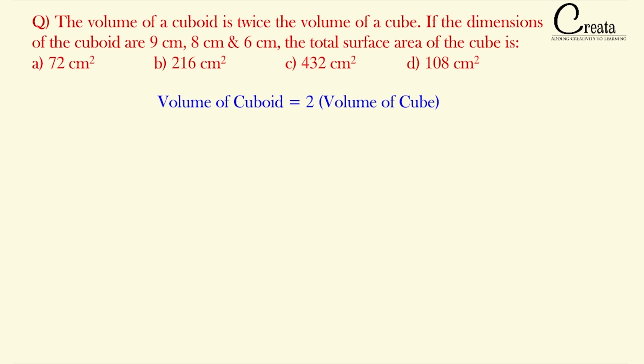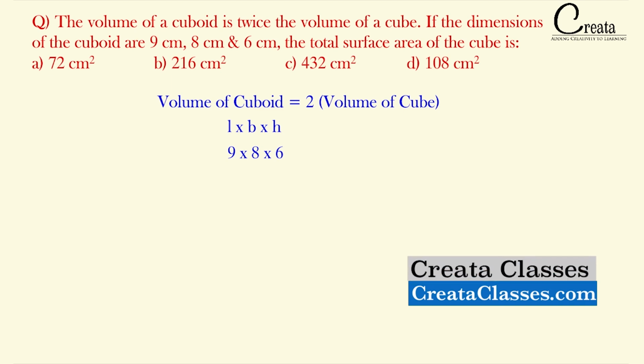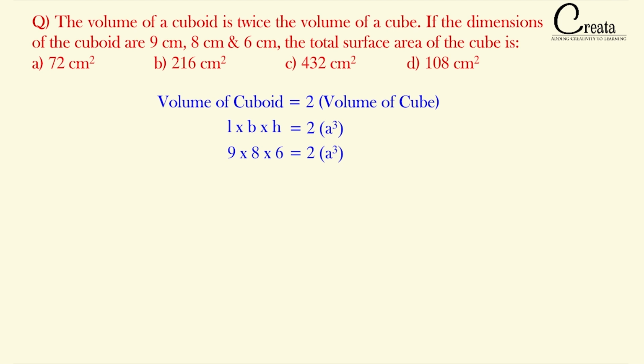Firstly, it is given that the volume of the cuboid is twice the volume of the cube. And what is the volume of the cuboid? It is length into width into height. And L, B and H are given. Further, let's assume the side of the cube as A. So we get the volume of the cube as A cube. That is the formula of the volume of the cube. So let's put the value. On solving, we get A as 6 unit, that is 6 cm. Okay, got it? We got the side of the cube.